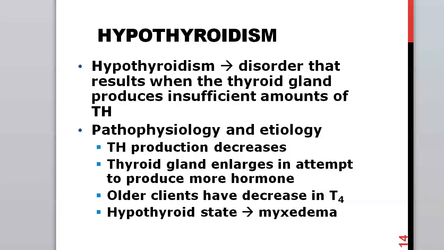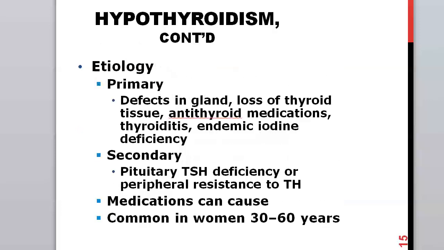So let's go on and talk more about this. So let's think about where this all originates from. Now, hypothyroidism can either be primary, which means that it's a direct problem with the thyroid gland itself. And this one is obviously more common. It can be caused by congenital defects in the gland, loss of thyroid tissue. Maybe the person was once hyperthyroid, and the person had some type of surgery or radiation which made them now hypothyroid. It can be due to antithyroid medications, thyroiditis, or endemic iodine deficiency.